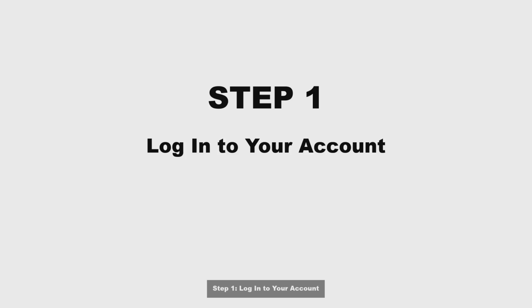Changing your payout method on user testing is a straightforward process. Follow these steps to ensure you receive your payments through your preferred method. Step 1. Log into your account. Access your user testing account by entering your credentials on the login page. Make sure you have your username and password ready.